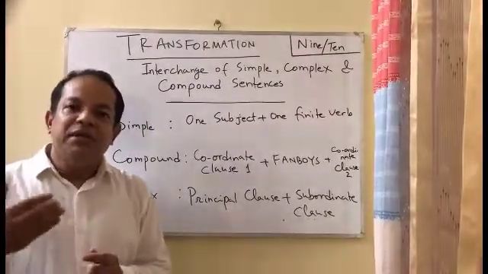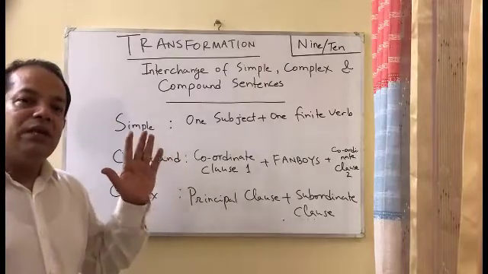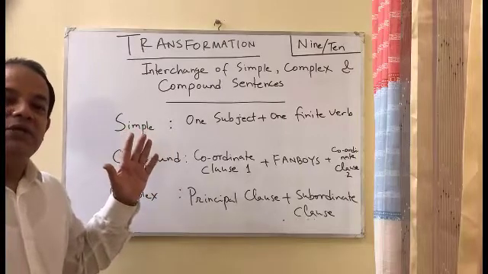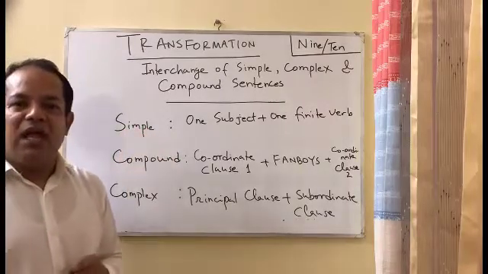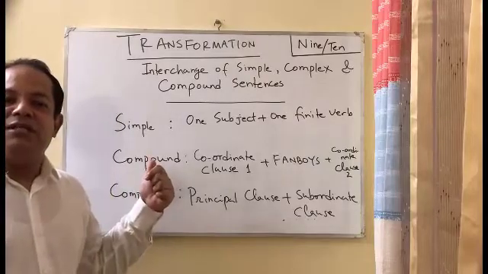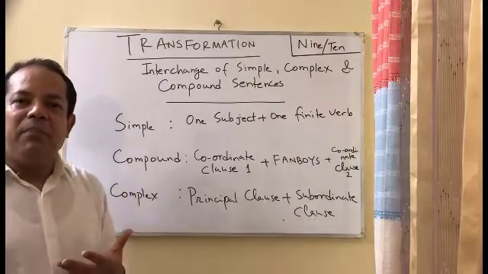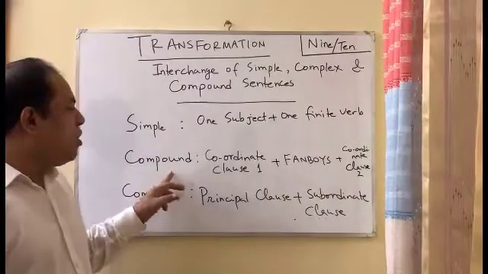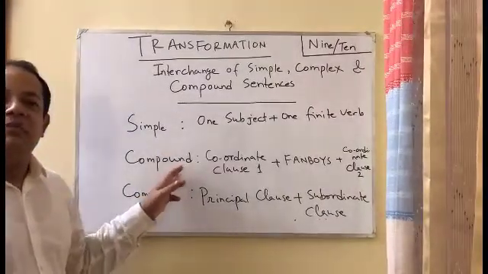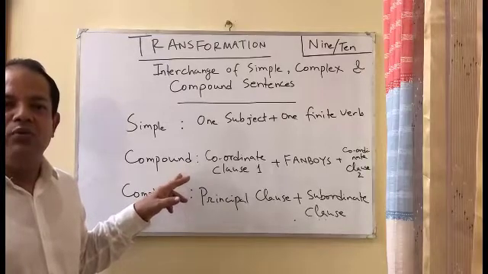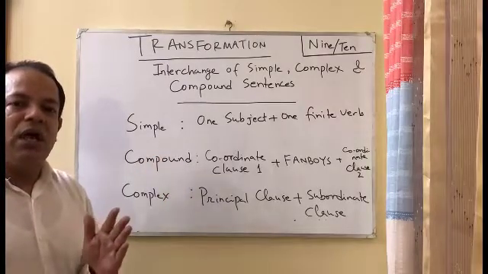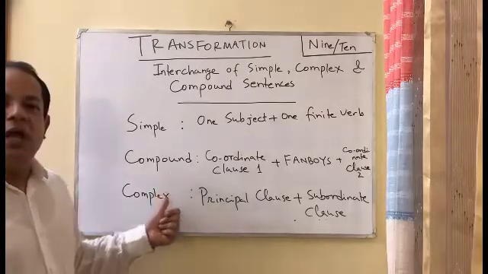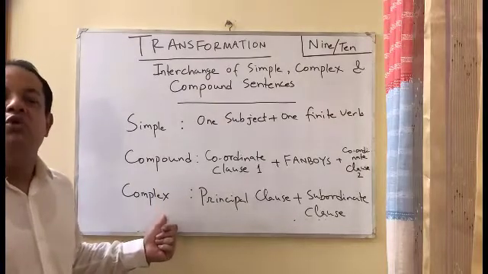So let me just explain again. In transformation, you will see the interchange of simple, complex and compound sentences. And simple sentence in Bangla we call it সরল বাক্য. And compound sentence, it is called in Bangla যৌগিক বাক্য, compound. In your Bangla grammar also, you have these types of sentences, যৌগিক বাক্য, and complex sentence means জটিল বাক্য.